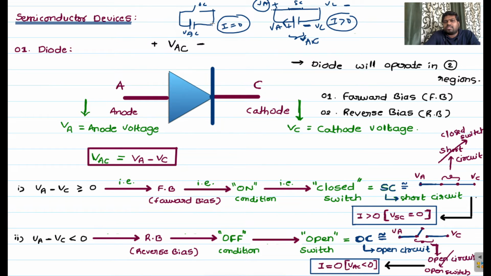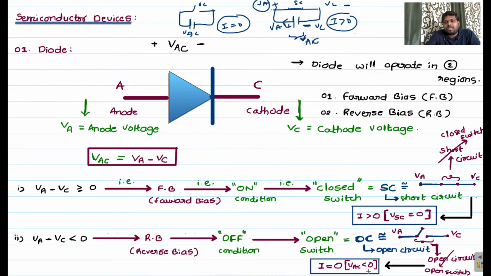Okay, so this is the possibility. In the second condition, when Va minus Vc is less than 0, the diode acts in reverse bias condition. Reverse bias in the sense that it acts as an open switch, that means off condition. So that is called an open circuit. In that case, I equals 0. This is possible only when VAC is less than 0.